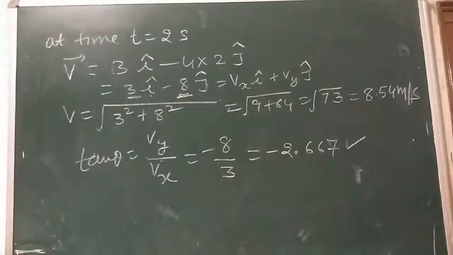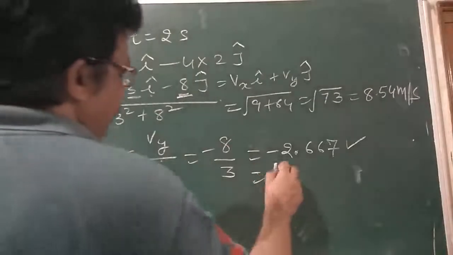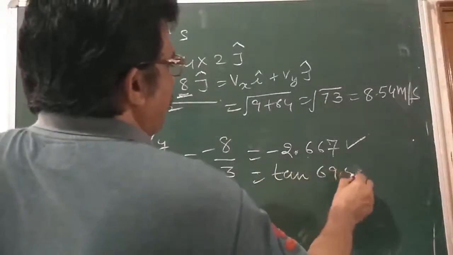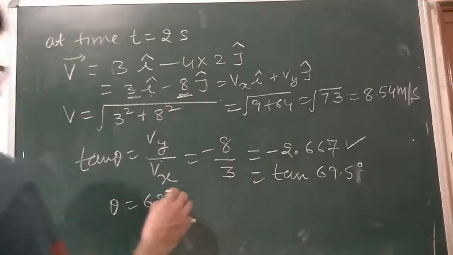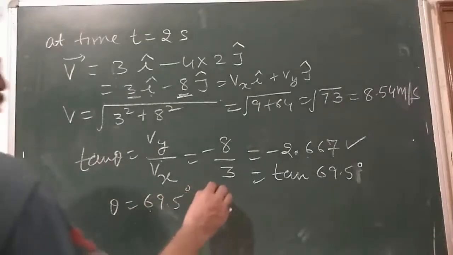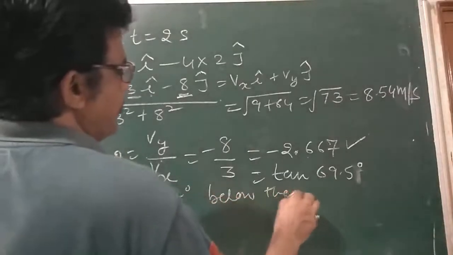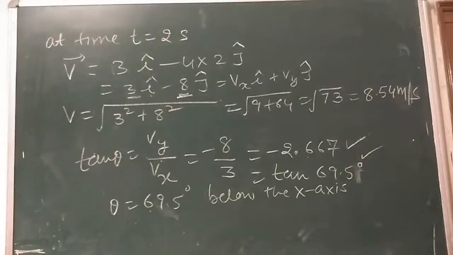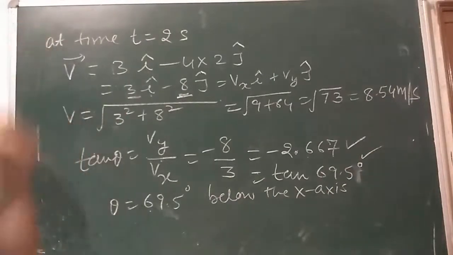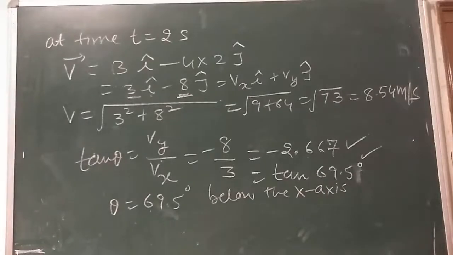Here I can write, and again use the tangent table. You will get the tangent of this value, and theta is equal to 69.5 degree below the x-axis. This is the result here. See that. Now dear children, this is the question, and this is how to solve it. It's also a very important question.